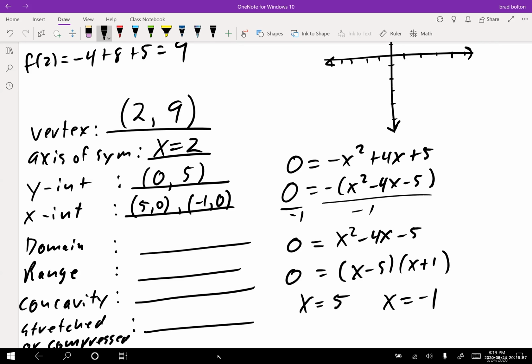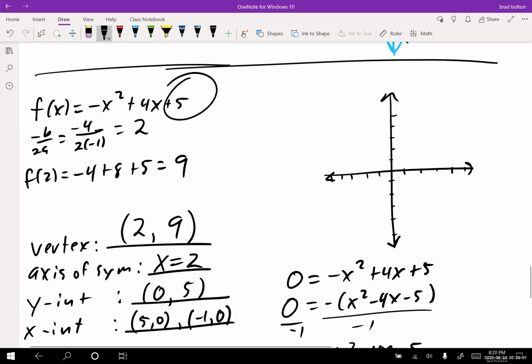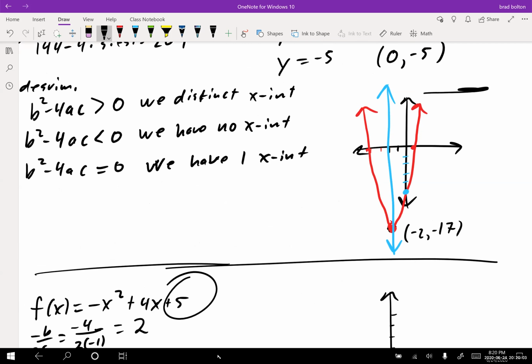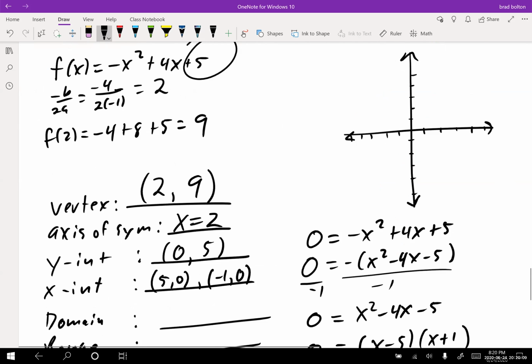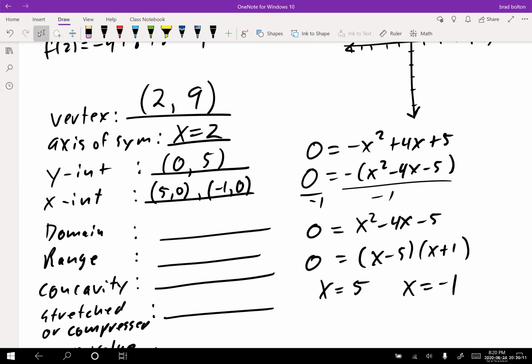Those are my x-intercepts. The domain, remember what we talked about with parabolas. Look at this parabola. How far left and how far right is this parabola going to go? Well, it's going to open up forever in both directions, right? So the domain of all vertical parabolas is negative infinity to positive infinity. So that's a gimme question. Now the range, we're going to have to graph it first, okay?